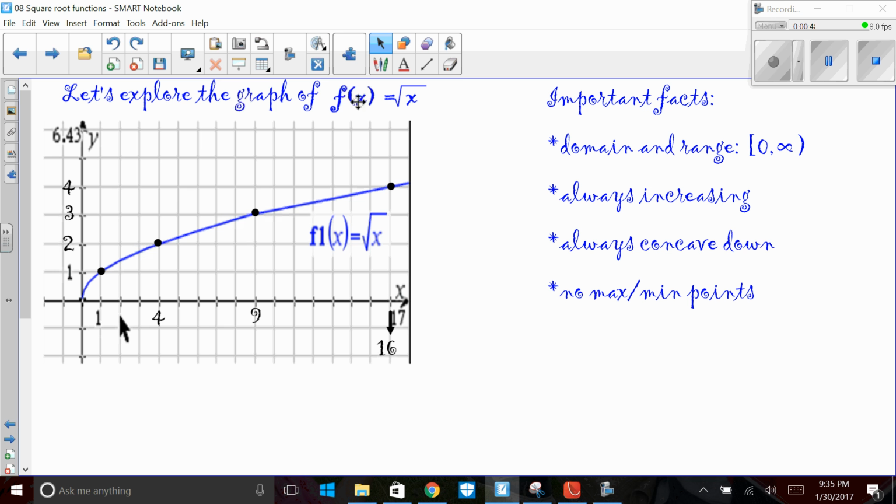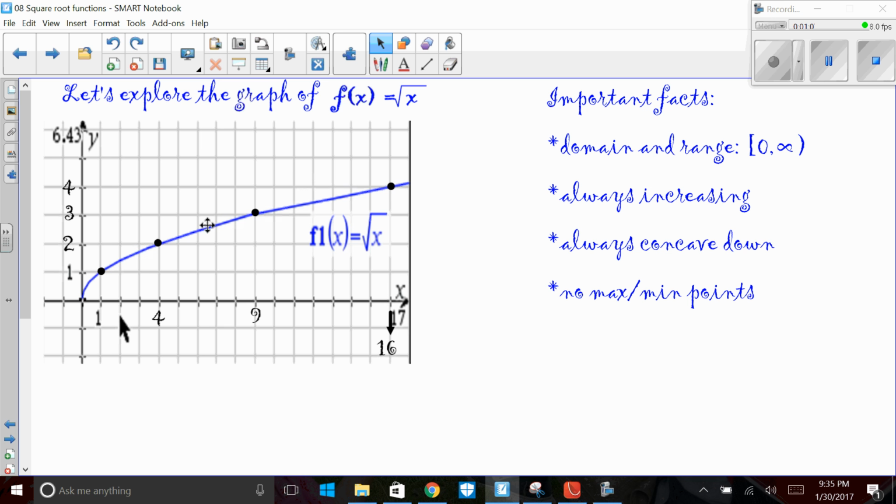If x is equal to 1, we have square root of 1, which is equal to 1. So 1 comma 1 is a point. When x is 4, y is square root of 4, which is 2, and so on. These are the easy points to find because the x values here are perfect squares.